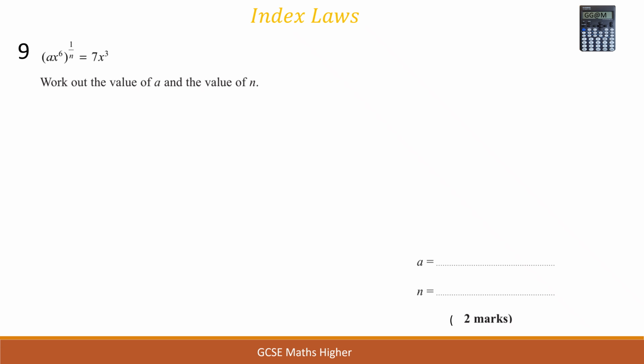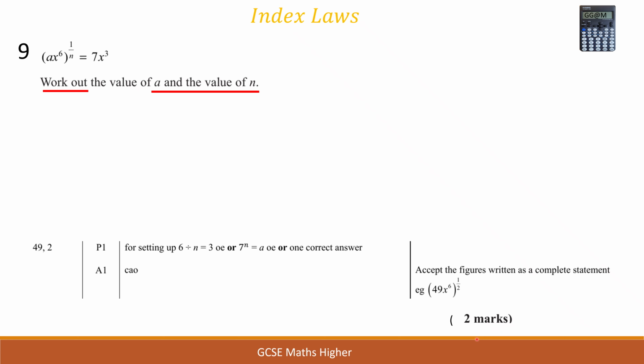Here's our second question on index laws. Again, this one is linking in a bit of algebra in with the numbers, but the numbers are still there. And you've got to work out the value of A and N, and you've got to write the answers down here. You've got to work out what value is A and what value is N in order to make this make sense. This is worth 2 marks. Press pause, have a go at working out the answer, and then press play when you're ready to hear the answer.